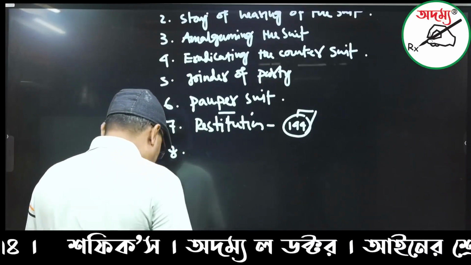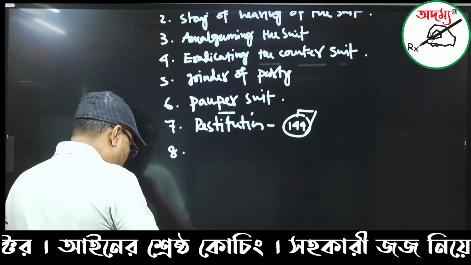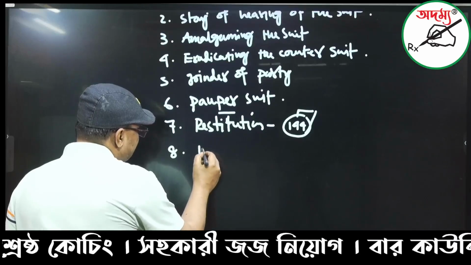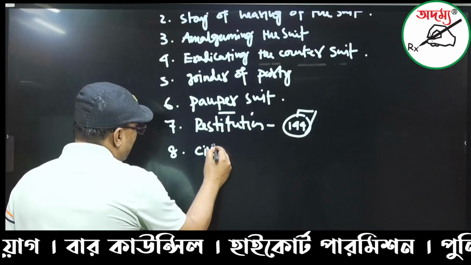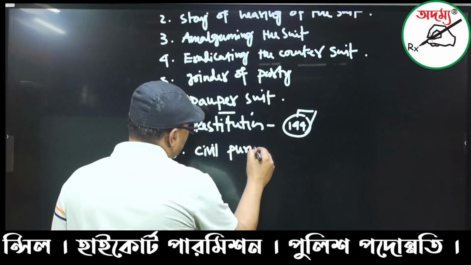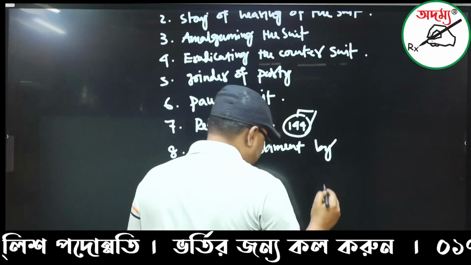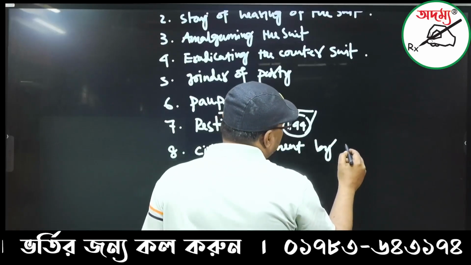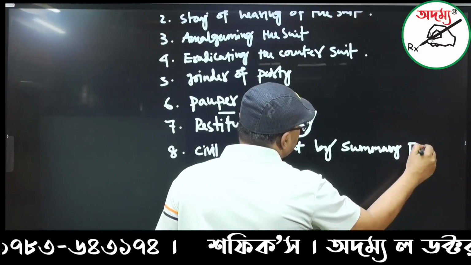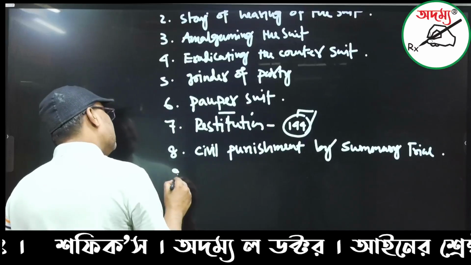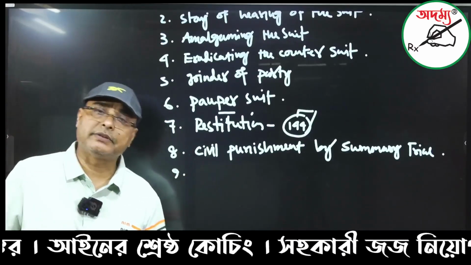And number 8, this is the punishment in summary trial. Punishment, what exactly the civil imprisonment or the civil punishment. Of course, this is the civil punishment. So how to understand it, the civil punishment by applying summary trial. This is another applicable point where the inherent power will be applied before the court of law.